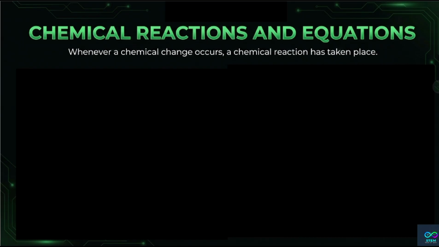Chemical reactions are the processes in which new substances with new properties are formed. In a chemical reaction, reactants are transformed into products. The products thus formed have properties which are entirely different from those of the reactants.